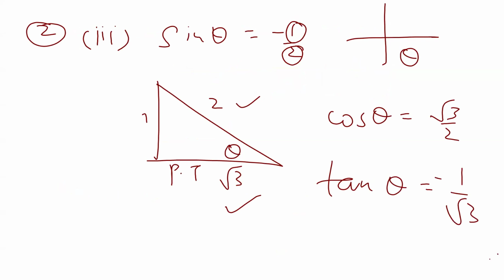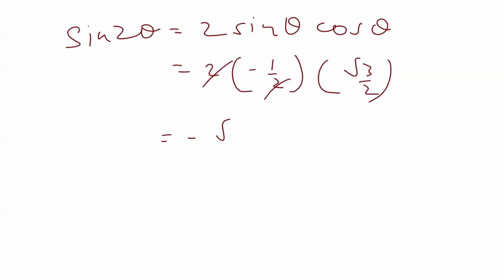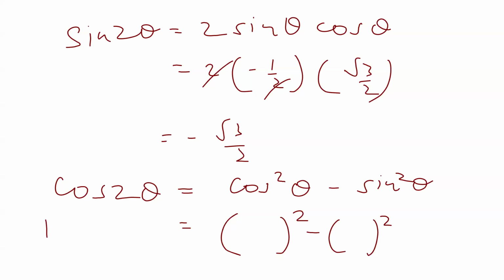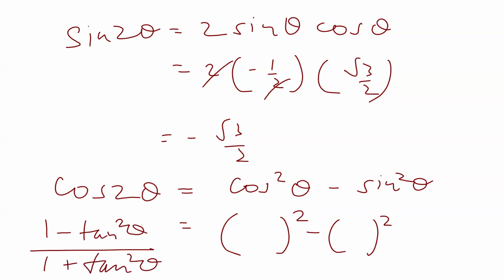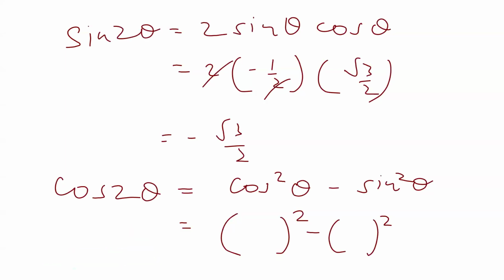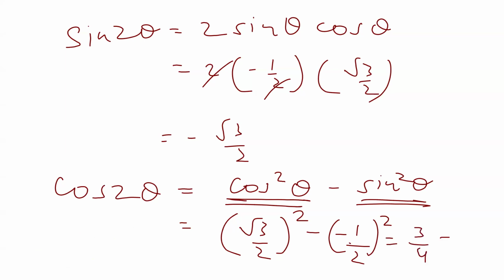So for cos 2 theta, you can also apply the tan theta formula. We have this formula, 1 minus tan square theta upon 1 plus tan square theta. But then there is no requirement of this. You can rely on the first three formulae. Okay. So cos theta is root 3 by 2, and sin theta is minus half. These values we have. So this will be 3 by 4 minus 1 by 4, which is 2 by 4, which is 1 by 2.